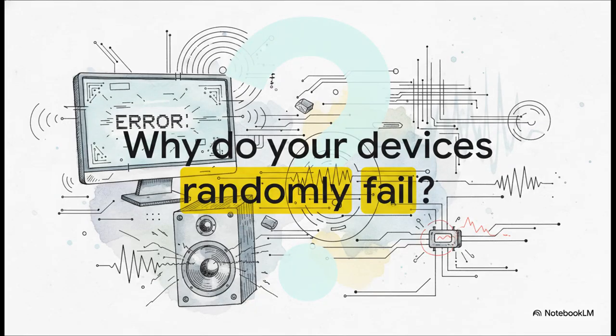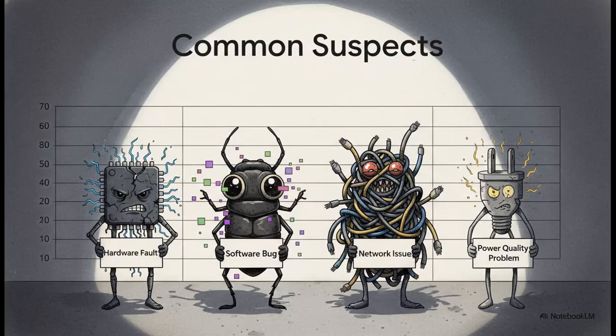Okay, so let's start with the big question, the mystery at the heart of it all. I mean, you've totally been there, right? Your computer just freezes out of nowhere. A speaker starts crackling. A sensor gives you a wacky reading, and there's just no obvious reason why. What is going on? Naturally, when you try to get some help, you get the same old lineup of usual suspects. Oh, it must be a hardware fault. Or it's probably just a software bug. Maybe it's a spotty network connection or a power issue in the building.